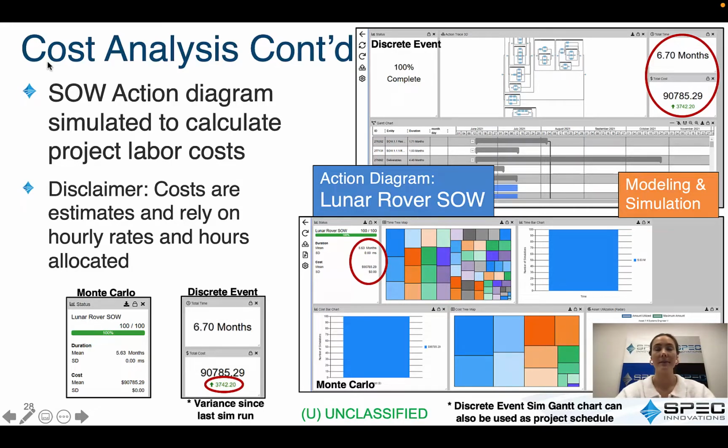The labor types and hourly rates used for this calculation are just an example of how to conduct a cost analysis within Innoslate. A Gantt chart was also produced from the discrete event when it was simulated. This Gantt is a third way schedules could be produced in Innoslate. The first 2, timeline diagrams and Gantt charts, were demonstrated in the previous video.